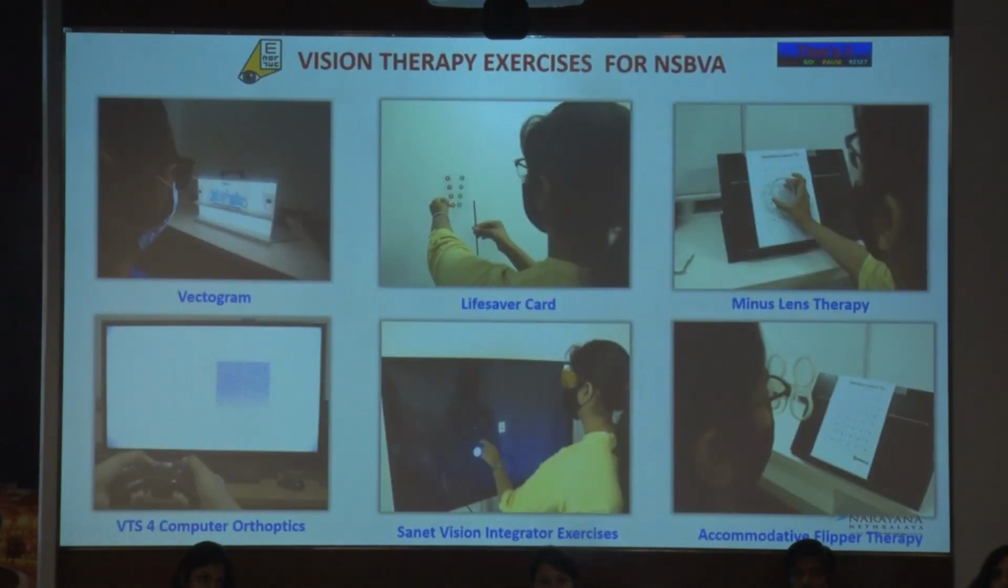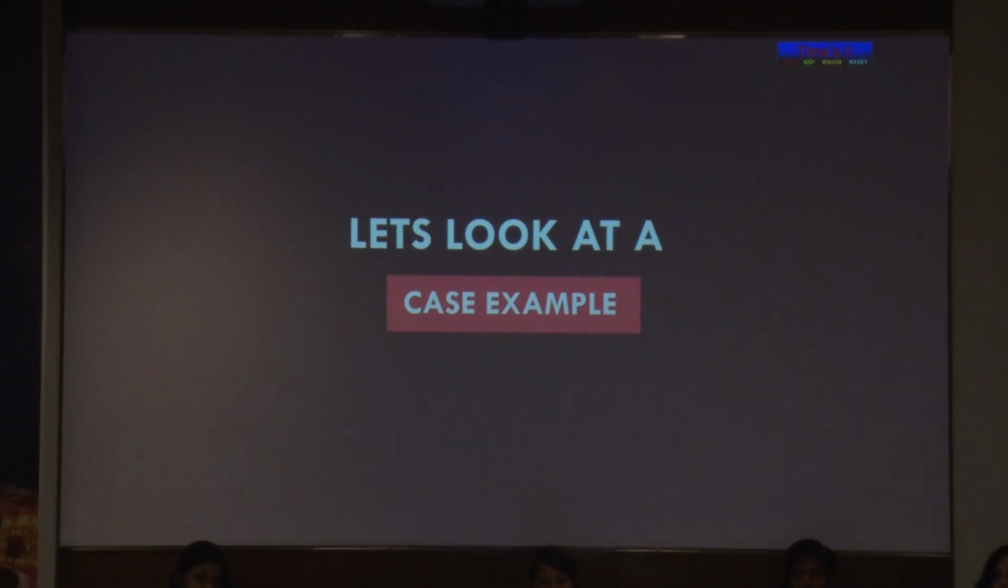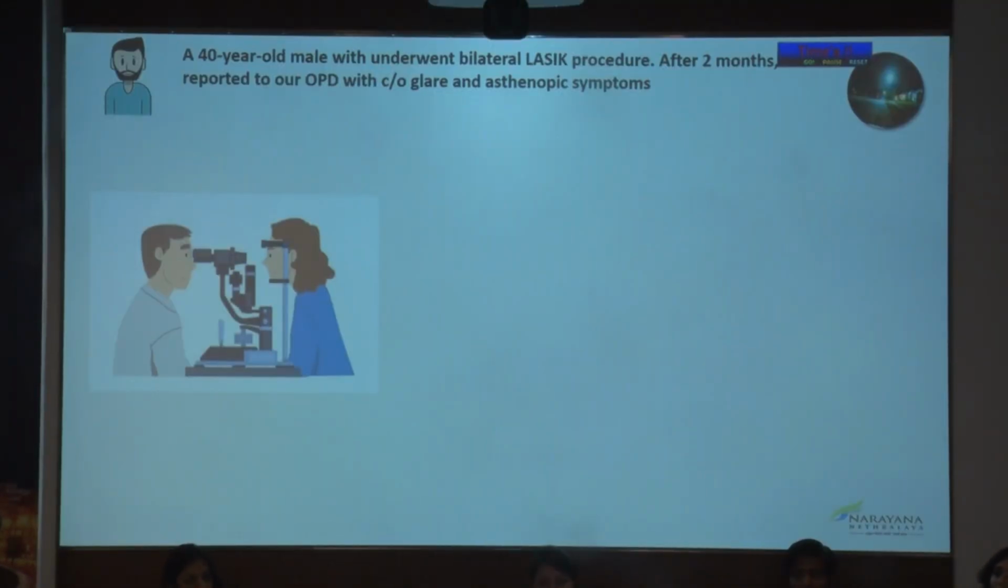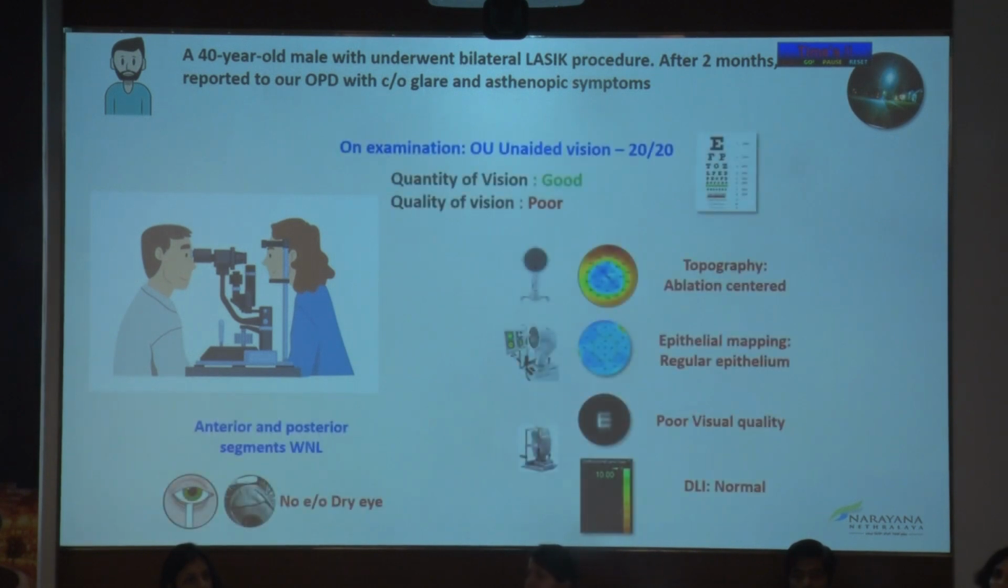So this is in our department, where we are generally doing the orthoptics exercise for pre and post patients. So just a quick case example. A 40-year-old male who underwent bilateral LASIK procedures and after 2 months came again with the same complaints of glare, night vision problem. Quantity of vision was good, quality of vision was poor, everything else was normal.